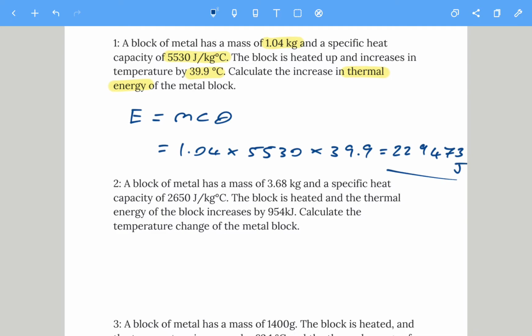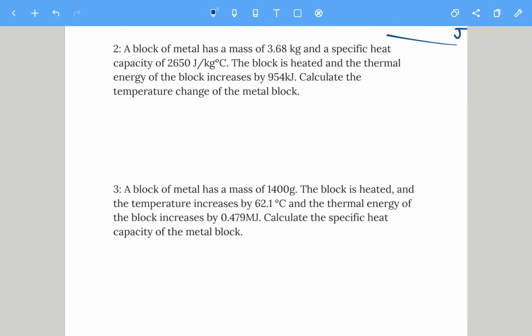Alright, let's look at number 2. You can obviously pause and do number 3 if you want at any point in time. Number 2, a block of metal has a mass 3.68 kilograms and a specific heat capacity of 2,650 joules per kilogram per degree. The block is heated and the thermal energy of the block increases by 954 kilojoules. So that just means you have to times by 1,000. This time we're going to calculate the temperature change.